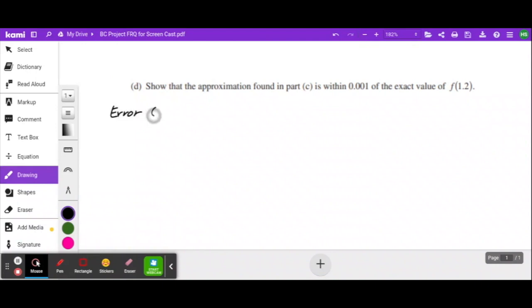Error for alternating series. Okay, what does that mean? The difference between our actual value of 1.2 and using the third term approximation, which we know had a degree of 2, is just equal to the term that we left out, which was the fourth term when n equaled 3.